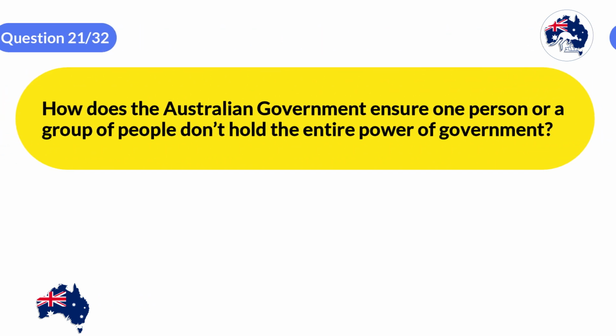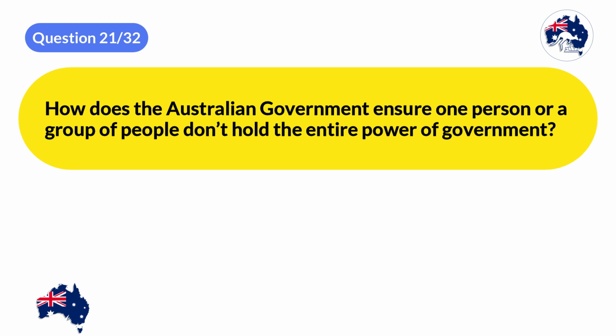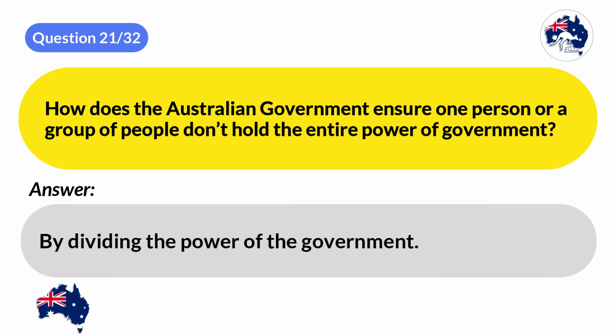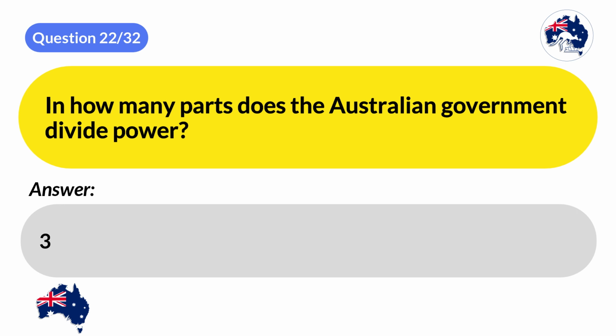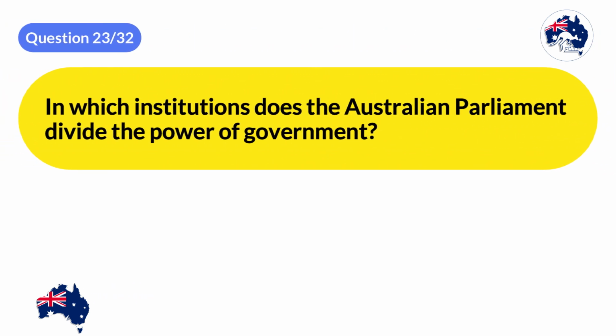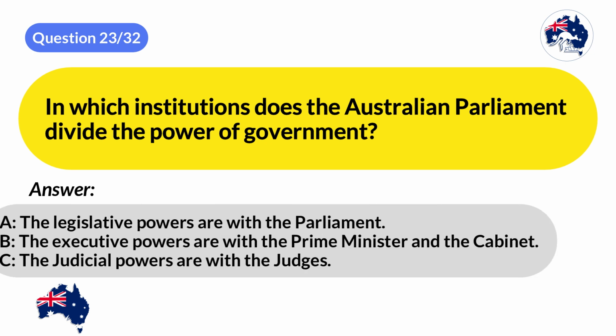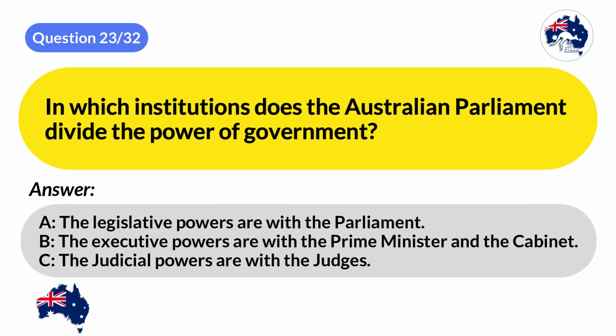How does the Australian government ensure one person or a group of people don't hold the entire power of government? By dividing the power of the government. In how many parts does the Australian government divide power? 3. In which institutions does the Australian Parliament divide the power of government? A. The legislative powers are with the Parliament. B. The executive powers are with the Prime Minister and the Cabinet. C. The judicial powers are with the judges.